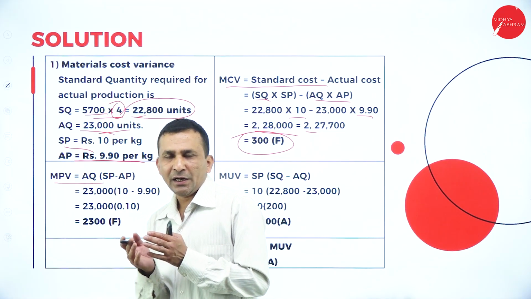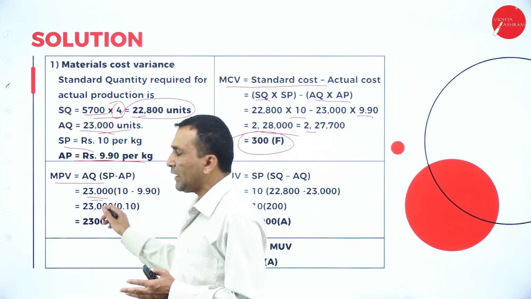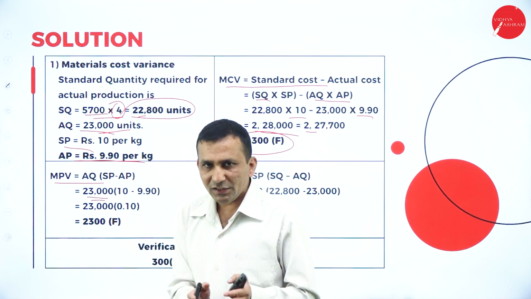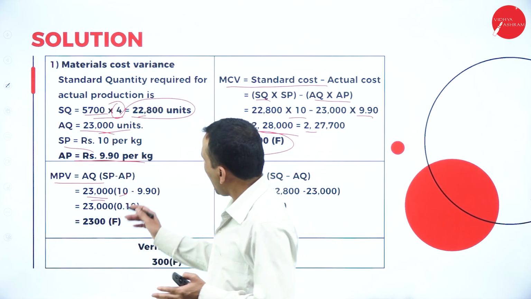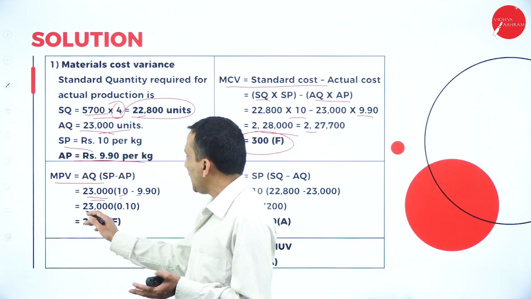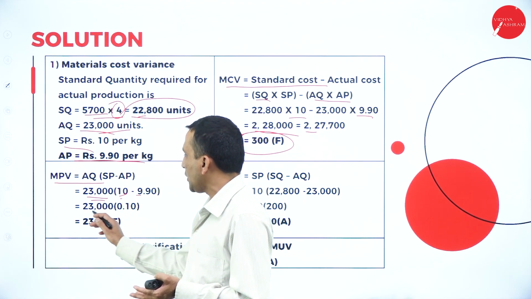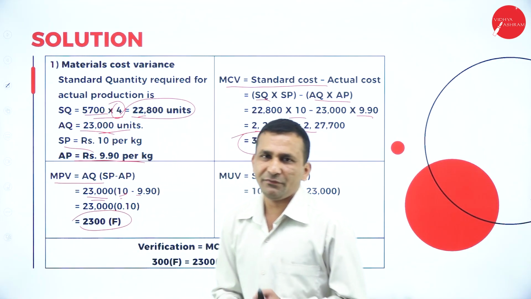Actual quantity into standard price minus actual price. The actual quantity we got is 23,000 in the question. The standard price specified in the question is 10. Actual price is 9, so the difference gives a positive sign. If you multiply 0.10 into 23,000, we get 2,300, which is a favorable result.